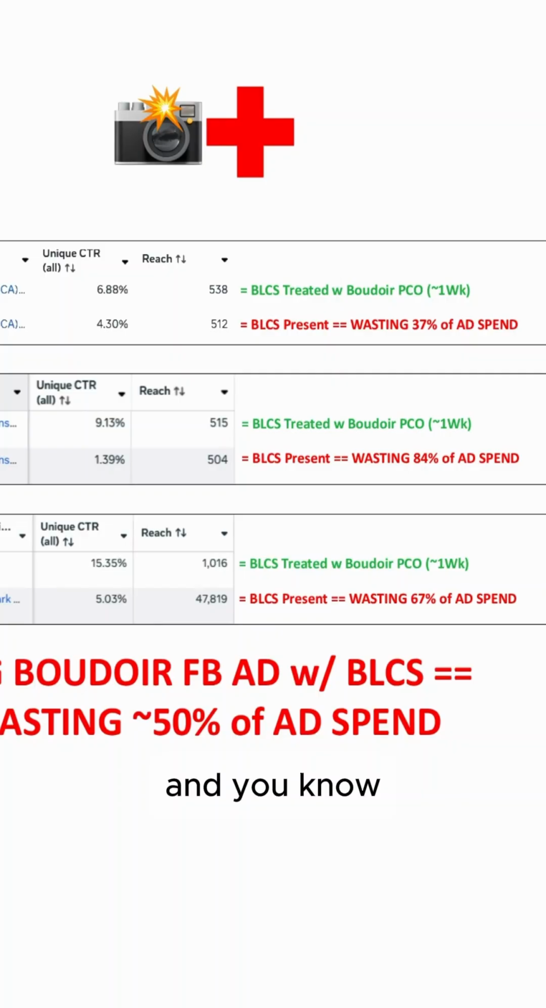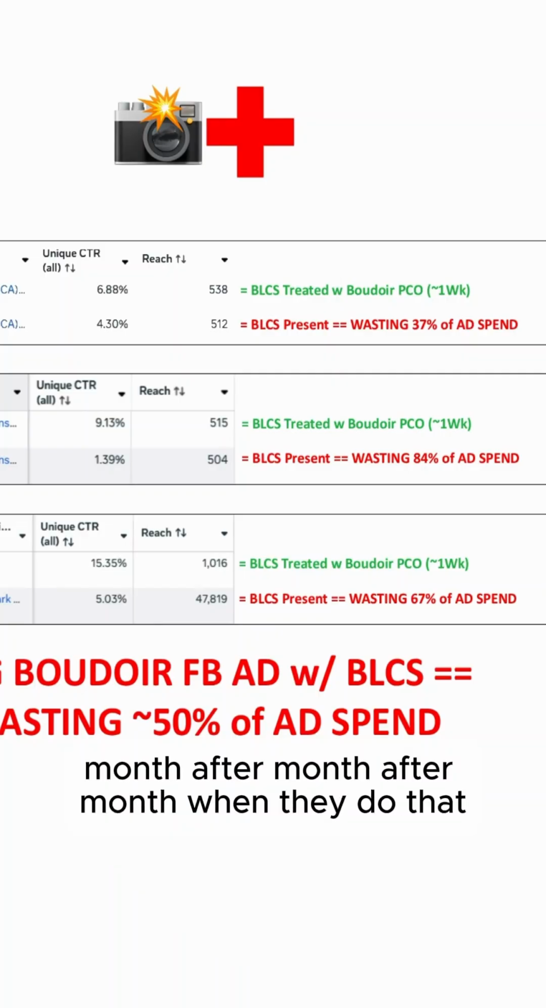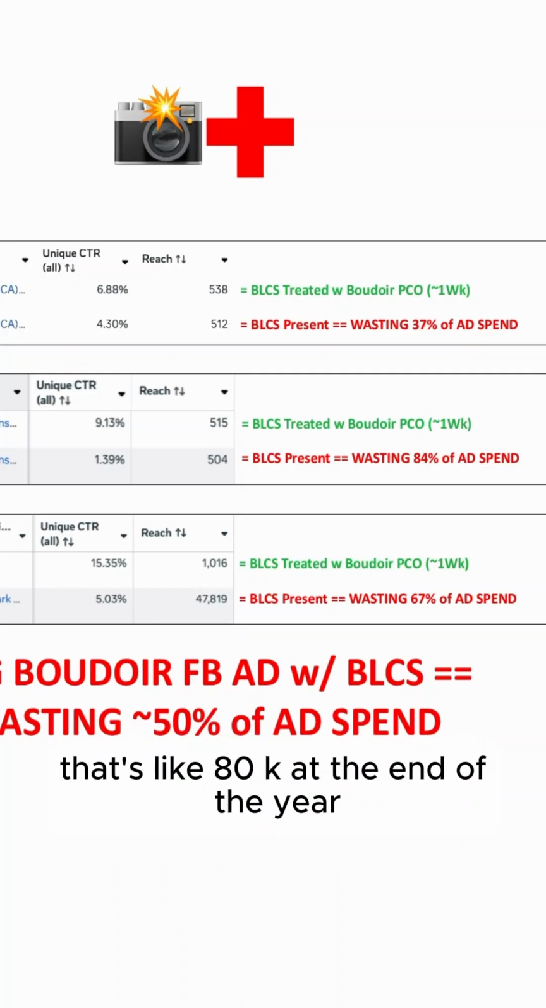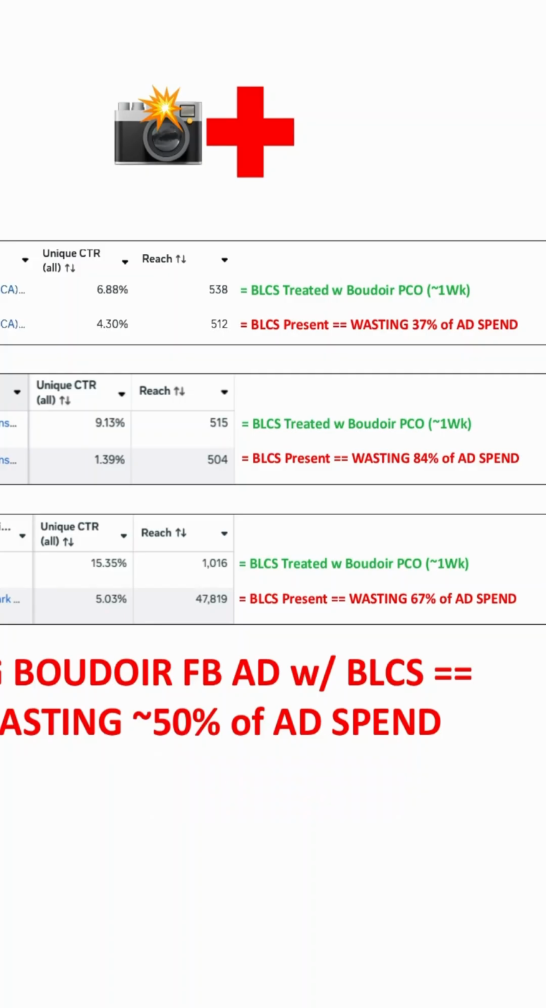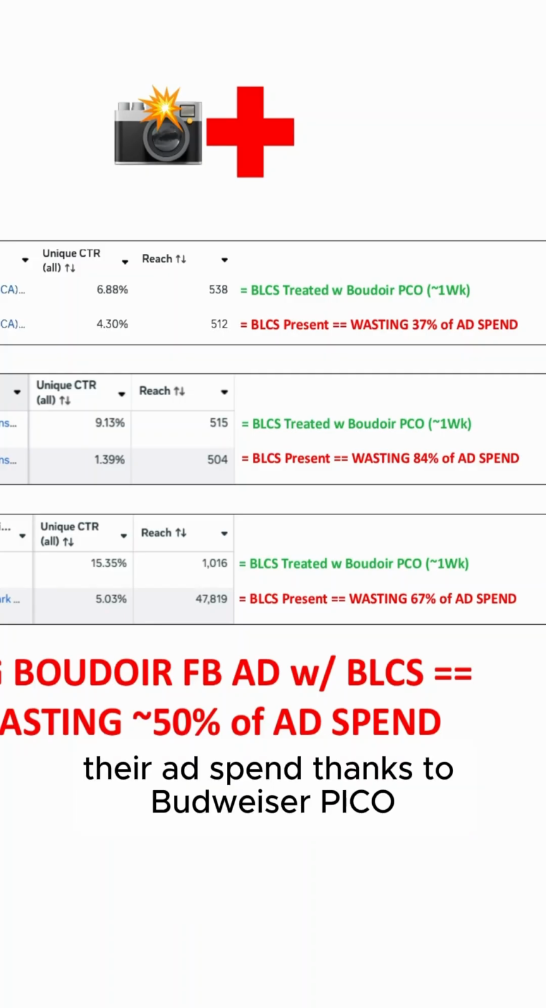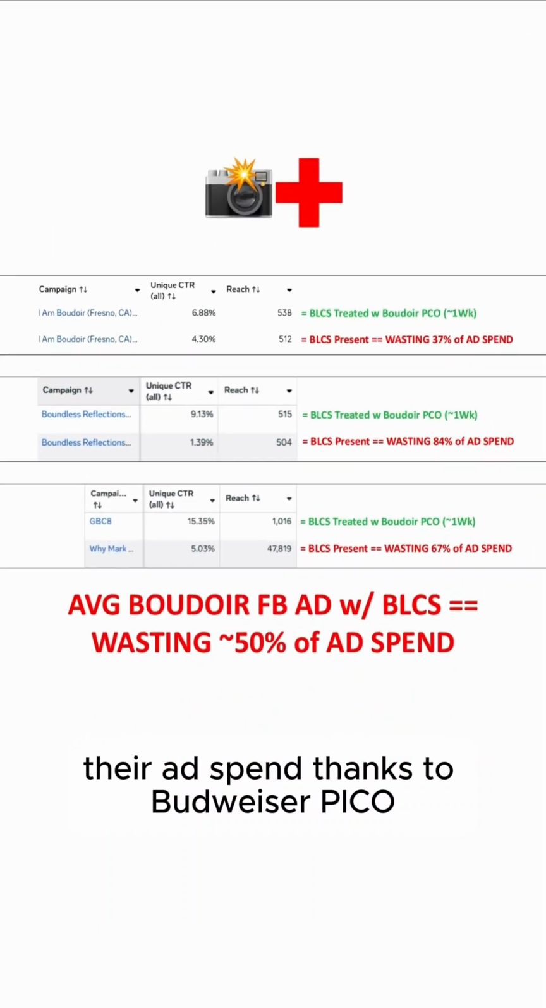And month after month after month, when they do that, 6,700 bucks a month kind of phantom profit. That's like 80K at the end of the year, phantom profit that they just get from no longer wasting their ad spend, thanks to Boudoir Pico.